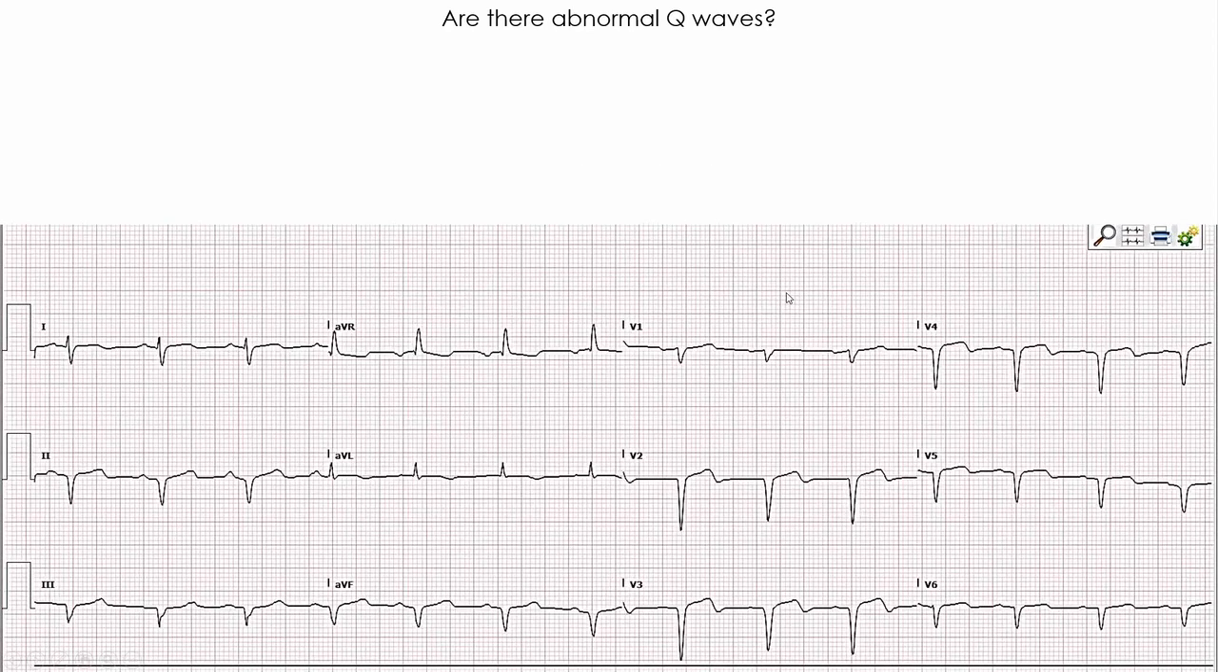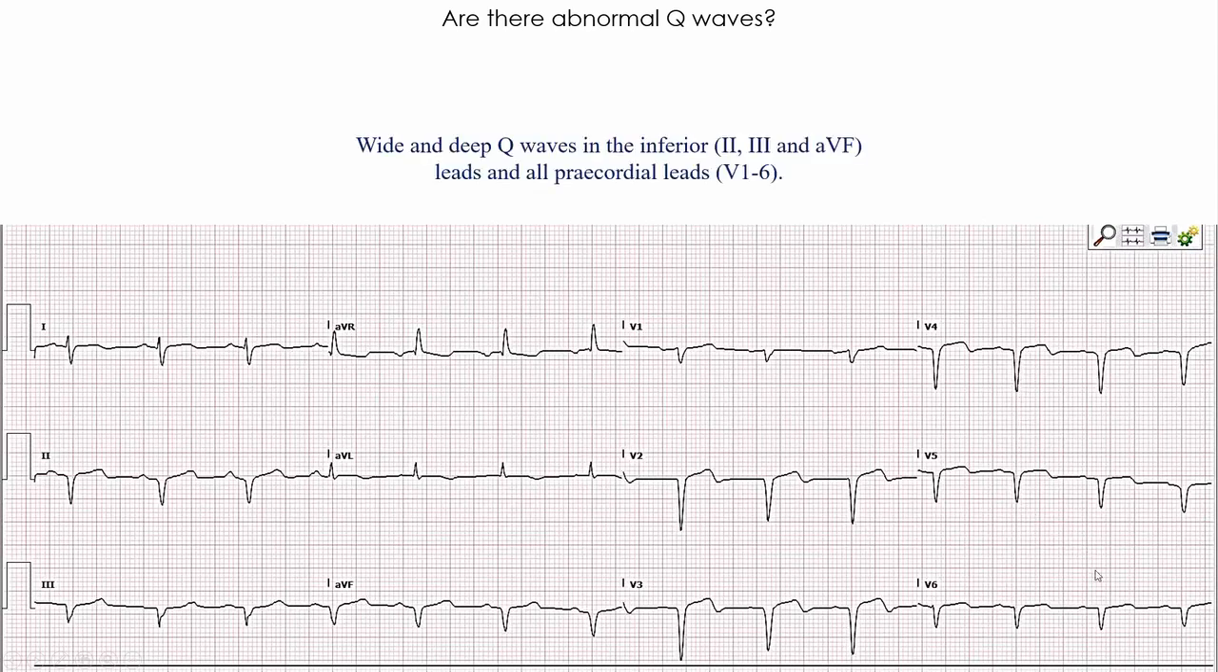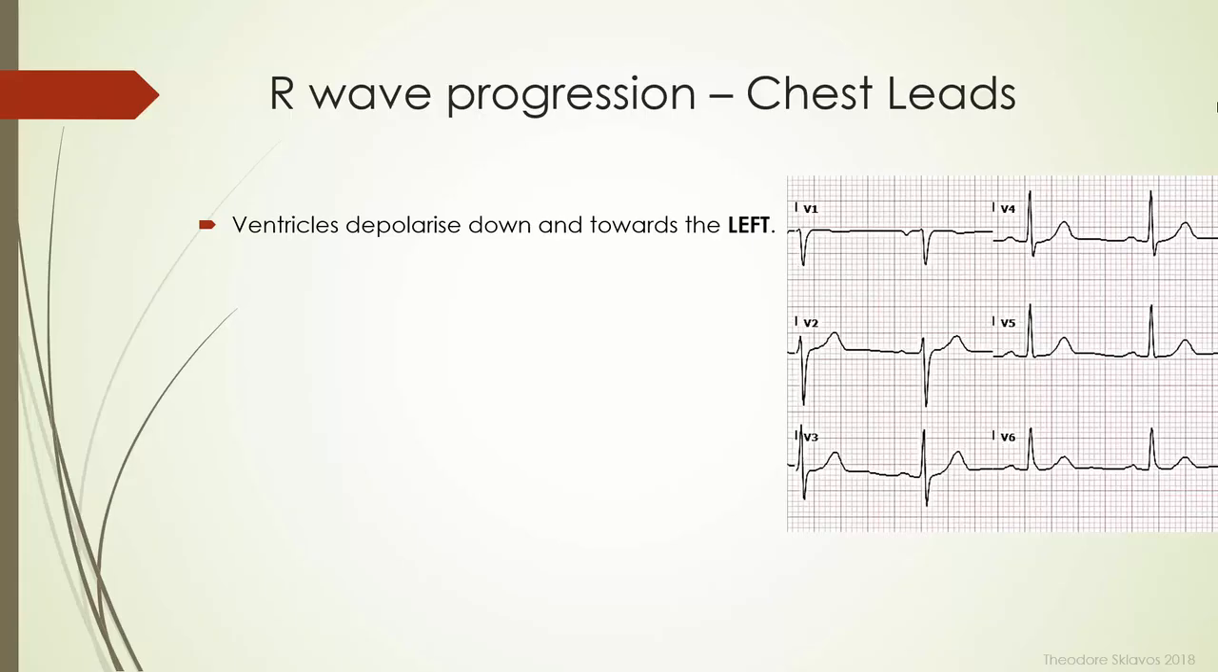What about this ECG? Well, that's a Q wave, and that's wide and certainly more than 2 millimeters deep. That's a big Q wave. And all through these chest leads, we've got big Q waves. So there are a lot of abnormal Q waves in this ECG, all through the inferior leads, 2, 3, AVF, and all of the chest leads. This is bad news for your patient.